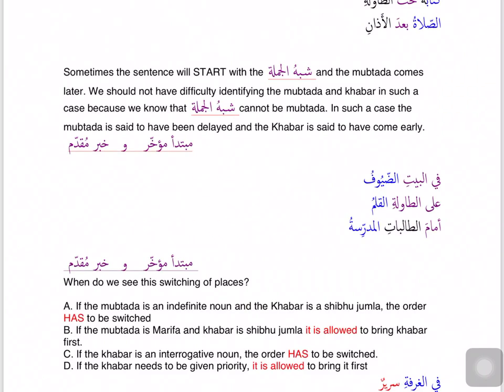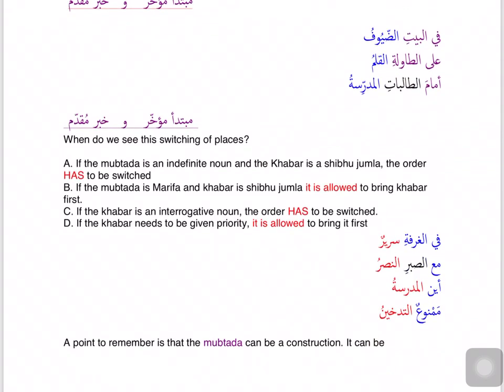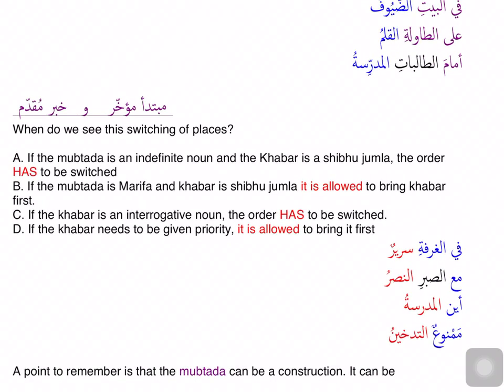Mudarrisatu is the mubtada that came late. Now this little box, this paragraph, is telling us why we see this switching of places. There are some things that might help us. Number one, if the mubtada is an indefinite noun and the khabar is a shibu jumla, the order has to be switched. So we are asking, why did the mubtada come late?